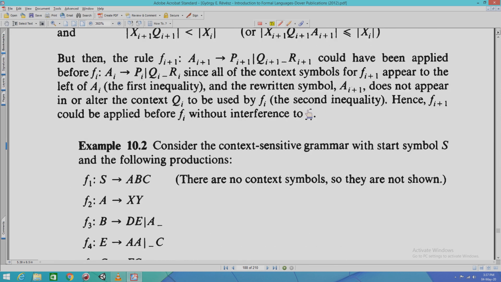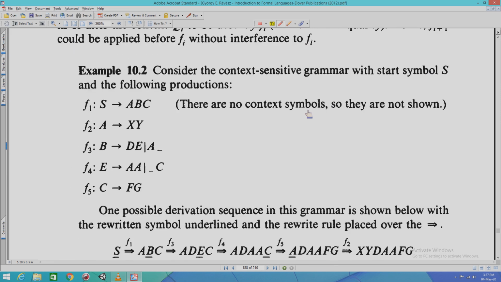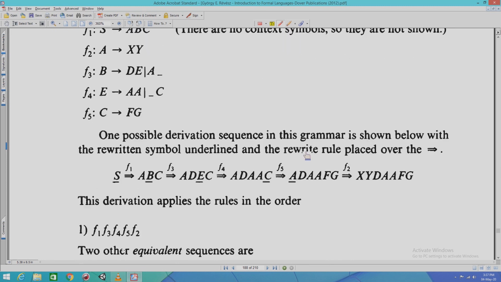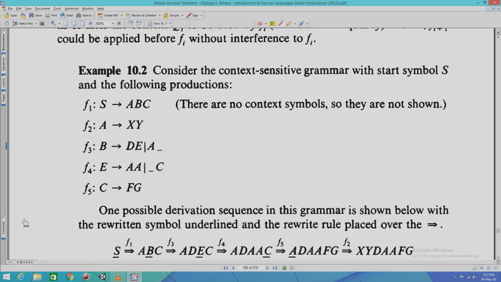And similarly, in the next word, R is greater in length from X. So if these two rules are followed, then it will be known as a leftmost canonical derivation. In just a minute, we have an example. It will show you the context sensitivity in greater detail.